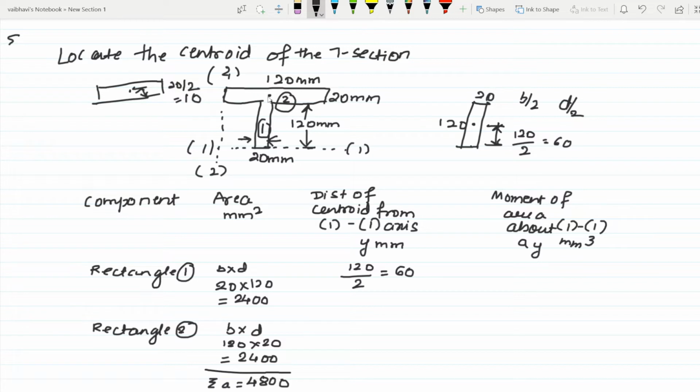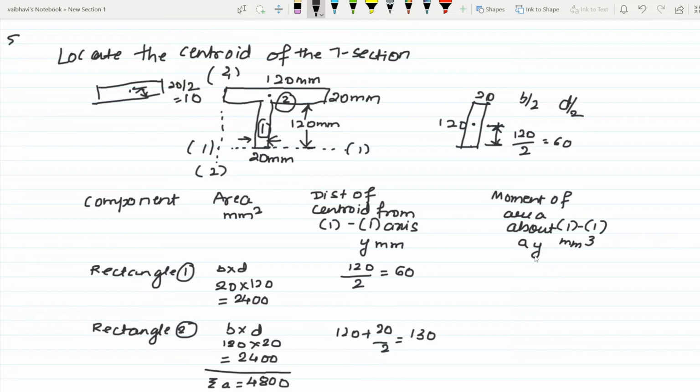Then we want the distance of this CG from the axis 1, 1. So this 10 mm plus this height, that is 120. So that will be 120 plus 20 by 2. It is totally pure logic. If it is located at half of this thickness, that means 20 by 2, so here it is located. It is 10 mm, and 10 mm is only till the bottom of the flange, right? But we want the distance till this 1, 1 axis. So 120 plus 20 by 2 means it will be 130.